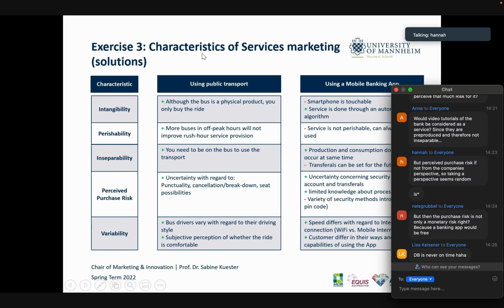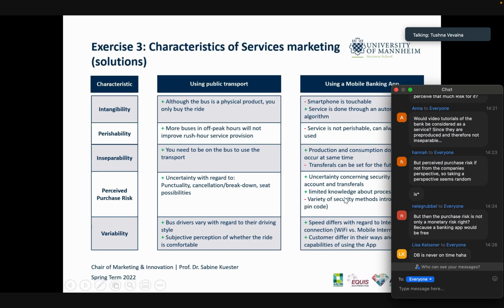Yeah, I just have a quick question regarding the perspective that you take, because for perishability, you said that we take the company point of view, but for perceived purchase risk and also what I read for variability, it's really from the customer perspective, because the company is not going to see a purchase risk. So where do you take which perspective? Because it's kind of hard to make correct answers if you don't know which perspective to take.